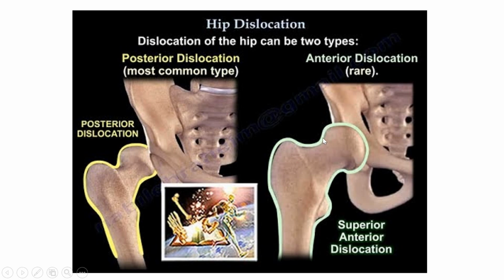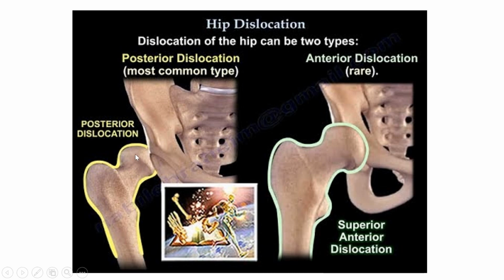Now there are two conditions. When the head of the femur comes out, if it moves behind the acetabulum, it is called posterior dislocation. If the disengaged head of the femur is present in front of the acetabulum or pubis bone, it is called anterior dislocation. Most of the time posterior dislocation takes place, and posterior dislocation further produces some problems, because the sciatic nerve is in the gluteal region. It gets stretched or damaged.